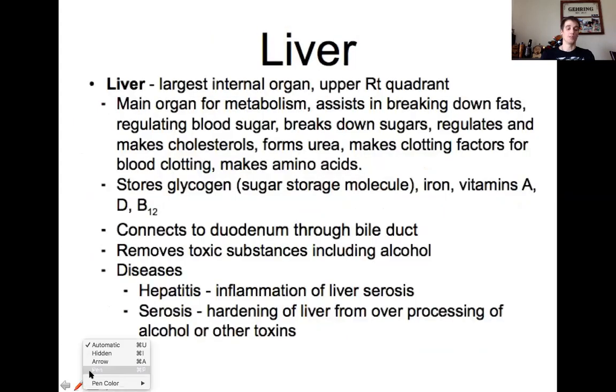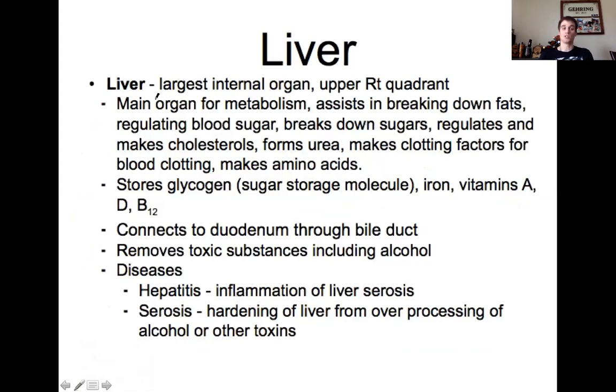Along with your pancreas, you have your liver. I want you to know basically as much as you can about the liver. So on your exam, I'm going to ask you, tell me about the liver. Tell me as much as you can. I want to know more than just that it is the largest organ. I want to know some things.